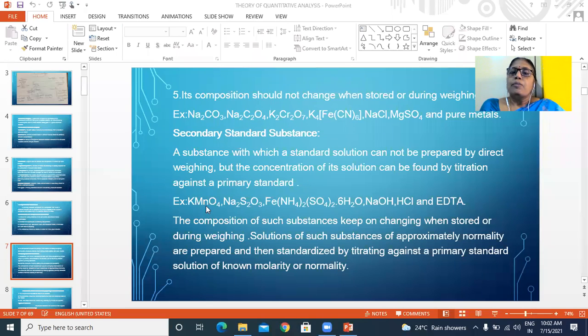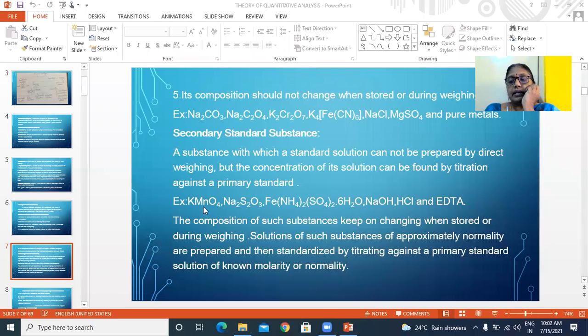Examples for that are potassium permanganate KMnO4, sodium thiosulfate Na2S2O3, ferrous ammonium sulfate, which has the formula Fe(NH4)2(SO4)2·6H2O, sodium hydroxide, HCl, and EDTA. In your syllabus, KMnO4, potassium permanganate, we can use, and an indicator we are not supposed to use in these permanganometry reactions or permanganometry titrations, as we call them.